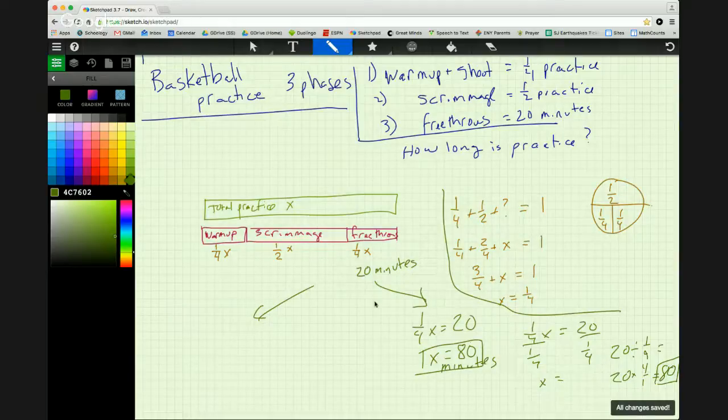But the other way of solving the problem is basically to say, well, if a fourth of x is 20, then warm-up must also be 20. And if a quarter of x is 20, if this is 20 in our pie and this is 20 in our pie, then the half must be 40. So the scrimmage must have lasted 40 minutes. And 20 plus 40 plus 20 is 80 minutes.